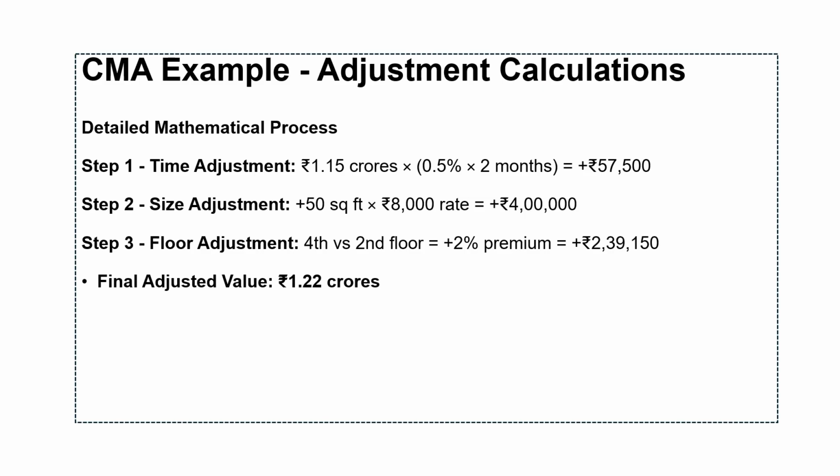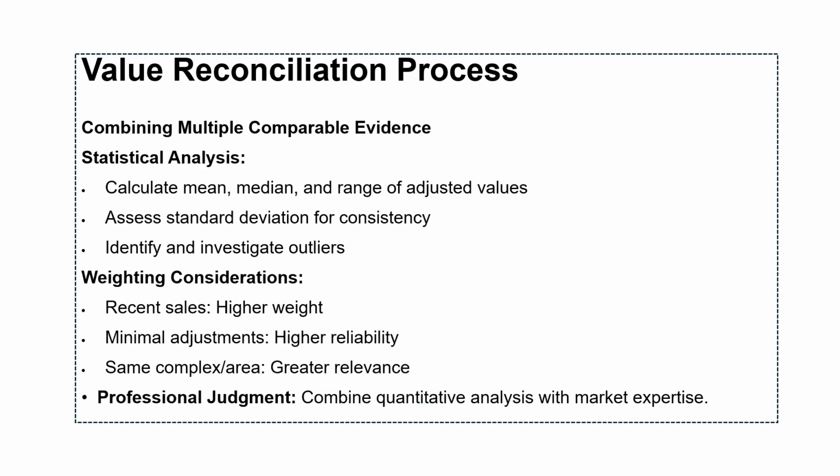So, basically what we are saying is that if the comparable property is exactly alike our property, then in that case it will be valued at 1.22 crores, and for that we are making time adjustments, right? We are making the size adjustments, we are making the floor adjustment, and then we are coming up with the final price. Okay. So, then we have the value reconciliation process.